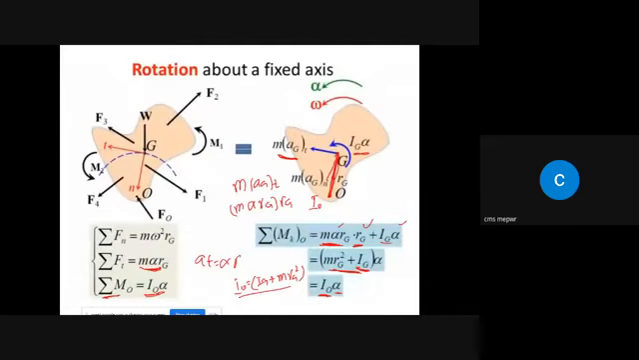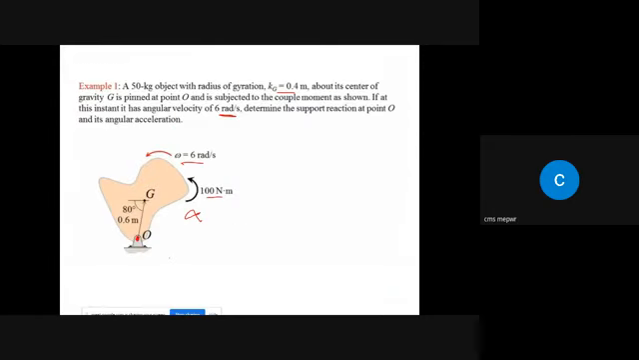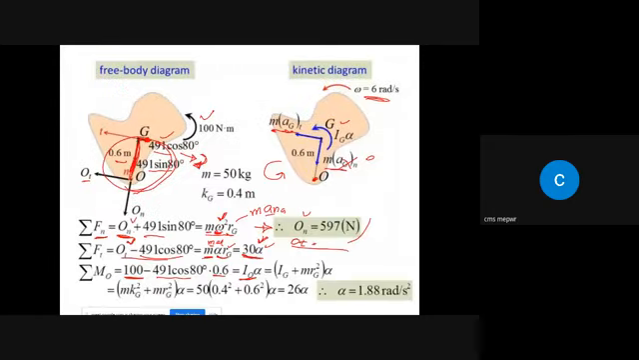From this equation, for pure rotation, we are having these three equations: Fn, Ft, and M naught. Fn is equal to M omega square Rg, Ft is equal to M alpha Rg, and M about point O is equal to I naught alpha, right?